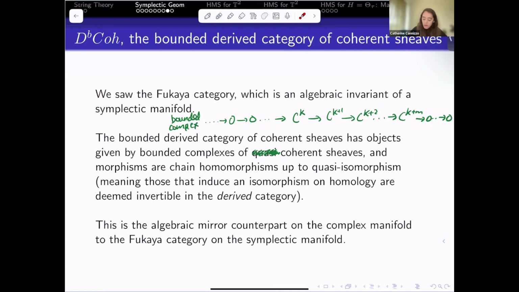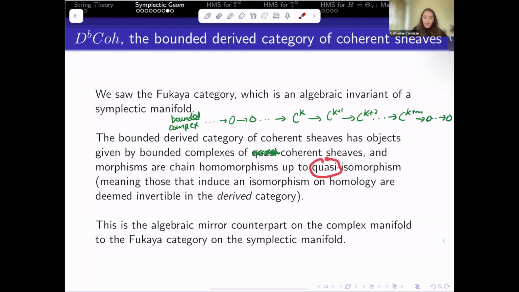And morphisms are morphisms of these chain complexes, which means we would have another chain complex and we would have all these maps in each degree between the two complexes. The derived part is saying if we have a map between two complexes that induces an isomorphism on cohomology, we actually want that to be an isomorphism in whatever algebraic invariant we take on the complex side. So we just declare those to be isomorphisms by inverting them. In other words, deriving that category. So morphisms are chain homomorphisms up to quasi-isomorphism.